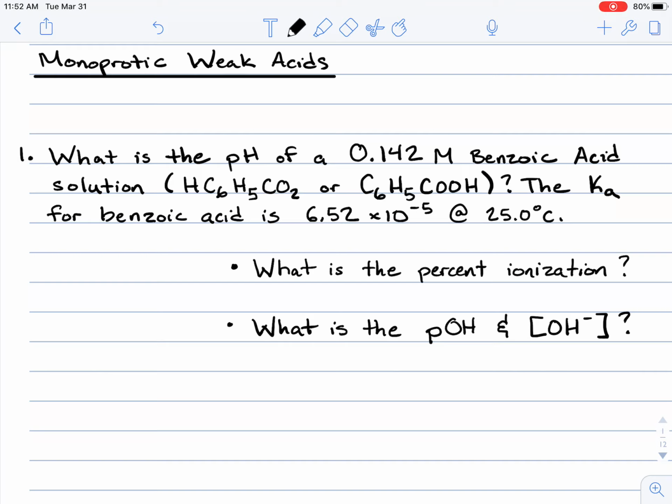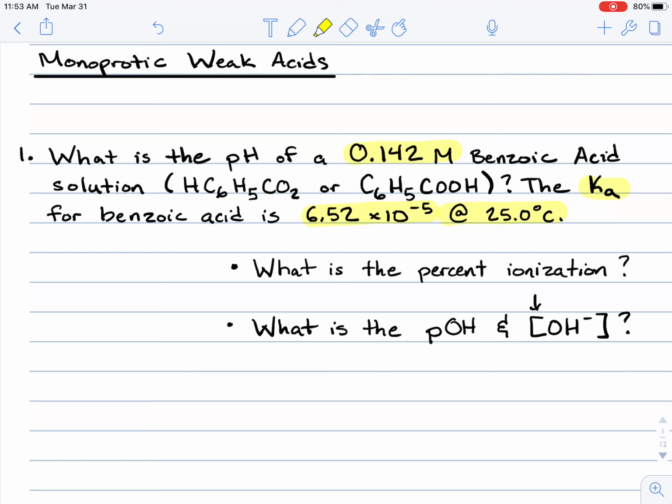What is the percent ionization? And what is the pOH and the concentration of OH minus? The bracket around this hydroxide is representing molarity. Okay, cool. So I'm going to go ahead and highlight the main important information. I have a 0.142 molar benzoic acid solution, and the value for my Ka, or my acid ionization constant, is 6.52 times 10 to the negative 5 at 25 degrees Celsius.